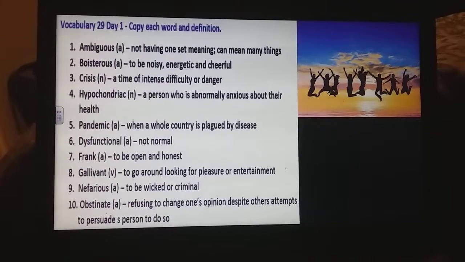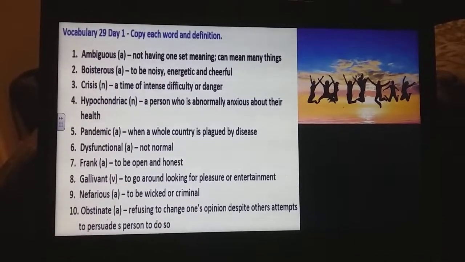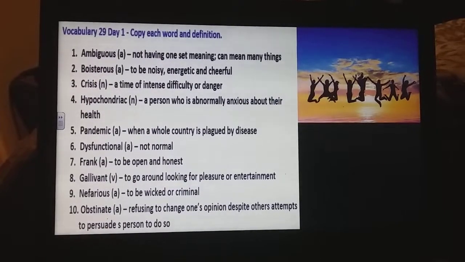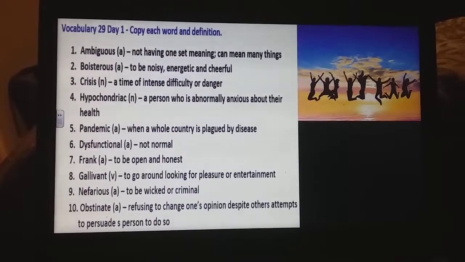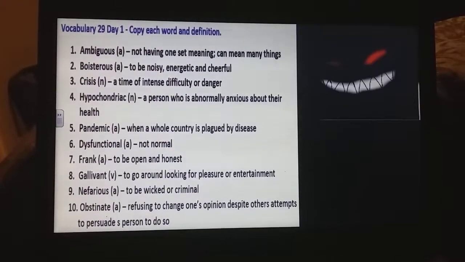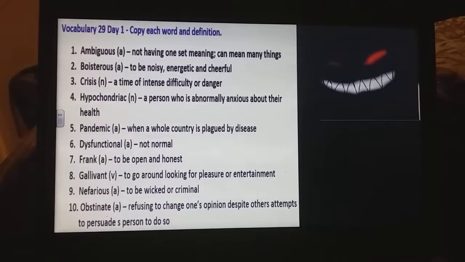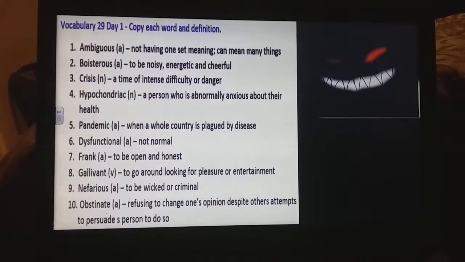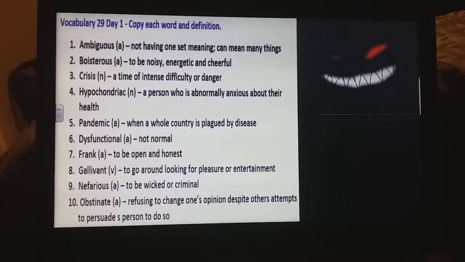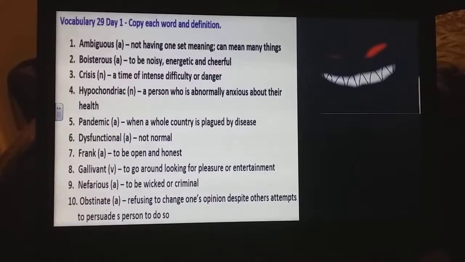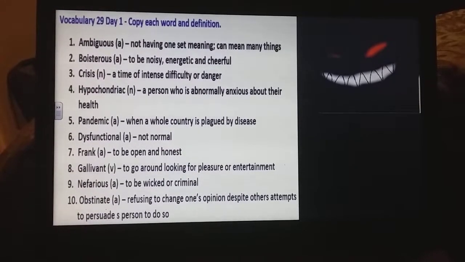Word number 9 is the word nefarious, which is an adjective. It's a word that describes something. And if something is described as being nefarious, it is basically saying that it's wicked or criminal. So oftentimes certain characters in books or movies can be described as being nefarious, which just means someone or something that's evil.